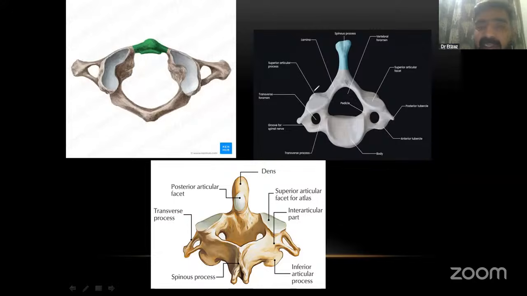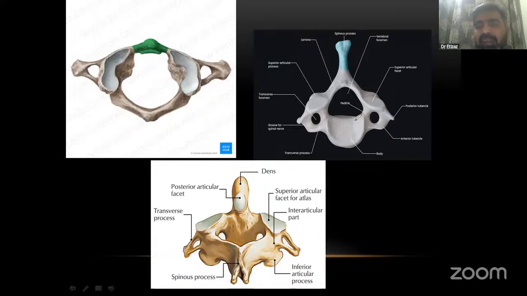C3 to C6. One thing about the spinous process of C7 is that it is long and elongated, and most of the time it is not bifid as compared to C3 to C6. And second thing, the vertebral artery will not transverse through the C7, while the vertebral artery transverses through C6 to C1. So this is the C7.